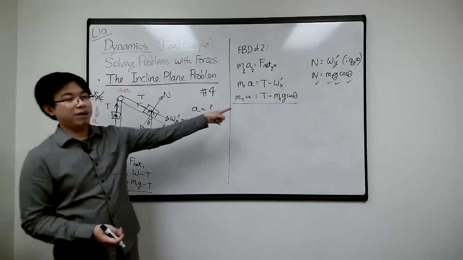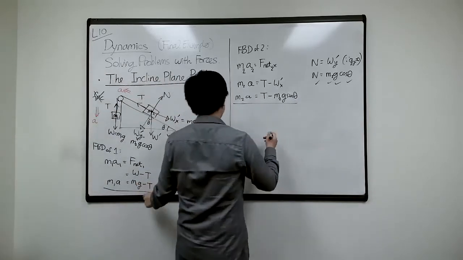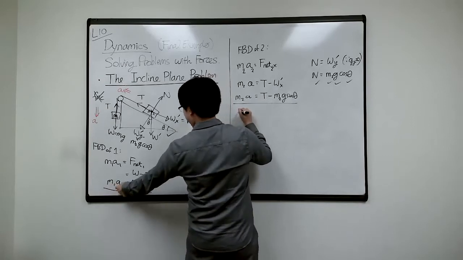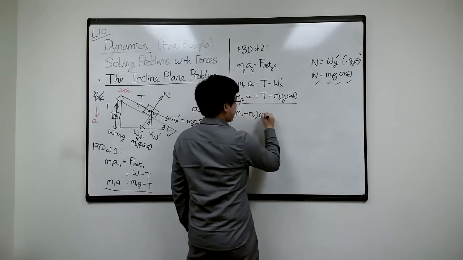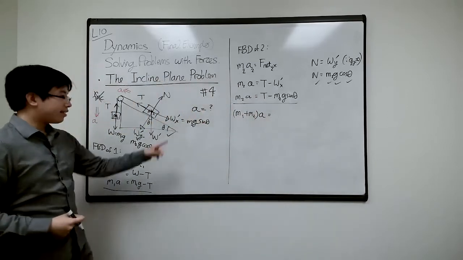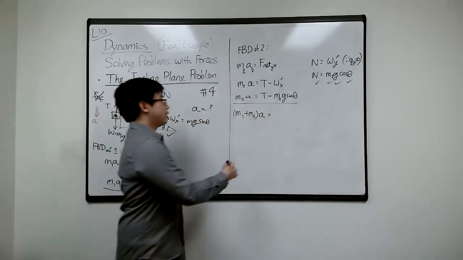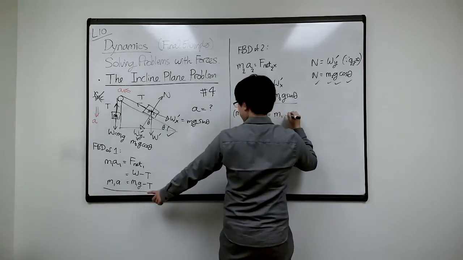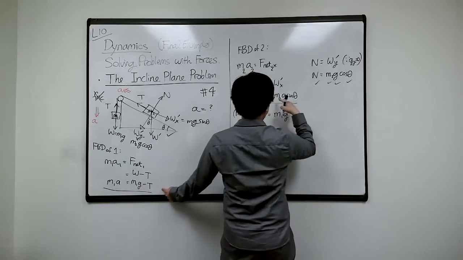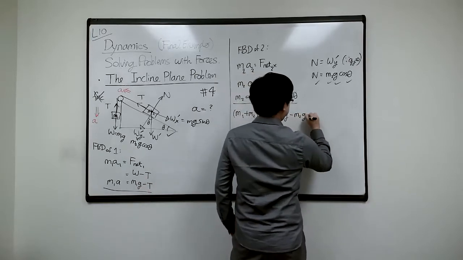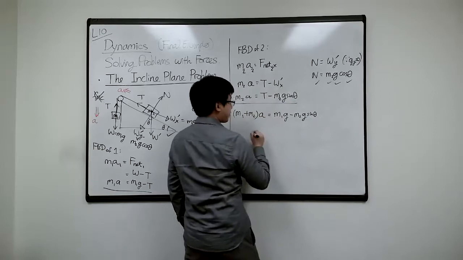It's minus T, it's plus T. Just add them together. These will cancel out. So if I add the left-hand side, I have M1 plus M2 times A. And we add the right-hand side, the T's will cancel. So that will have M1G, the T's will cancel, plus this, so minus M2G sine theta, right?